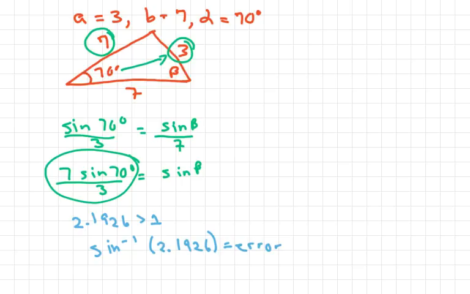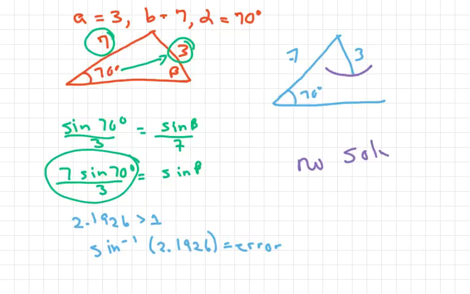So actually, if you drew this triangle right, this is 7, and the 3 is just kind of dangling here. And this is 70 degrees. So there's no way to make the triangle. So no solution, or no triangle. It means the same thing. Alright, let's do another one.